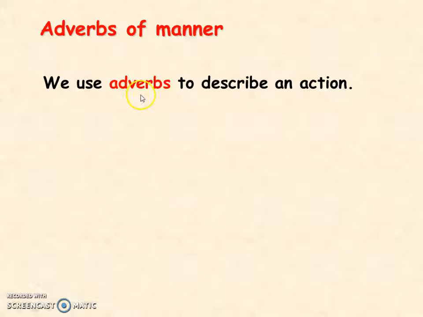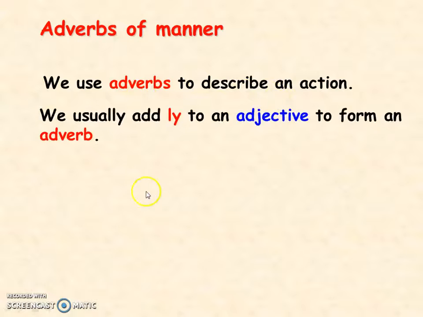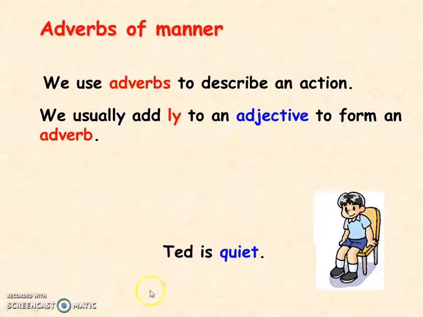And we use adverbs when we are describing an action. The most common rule for adverbs is that usually we will just add ly to an adjective. For example, Ted is quiet. Quiet is the adjective. To make it an adverb, all we need to do is add ly. So now it is Ted sits quietly. This is the adverb, quietly, and it is describing an action.